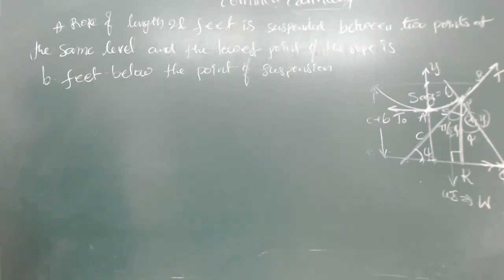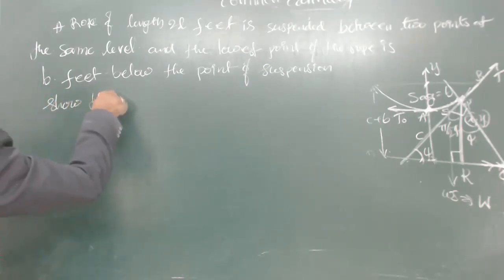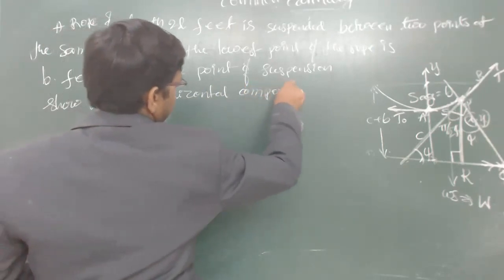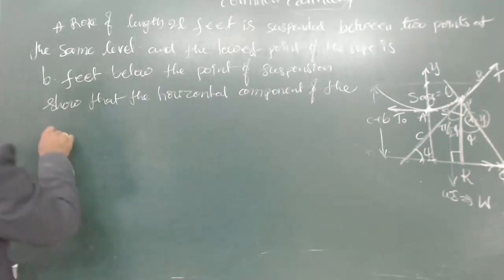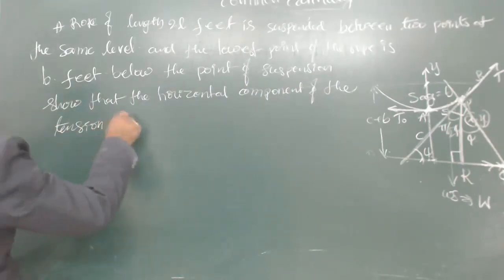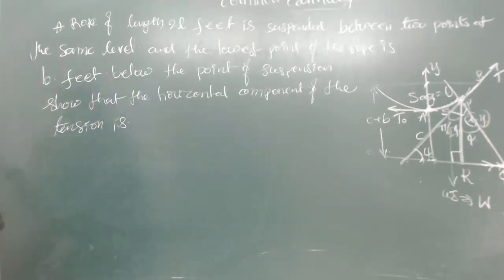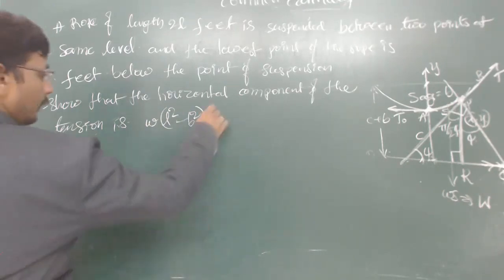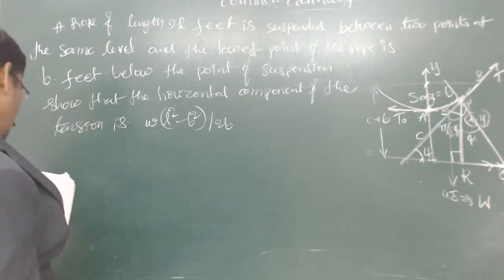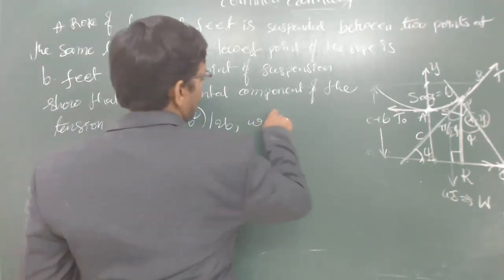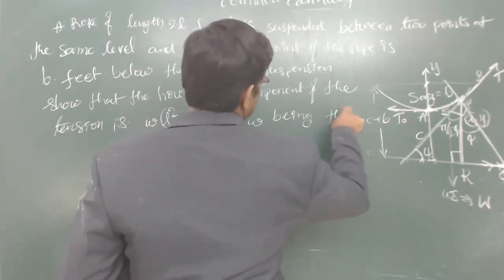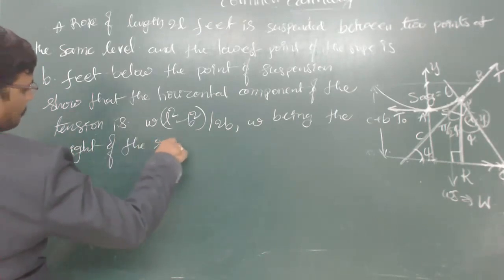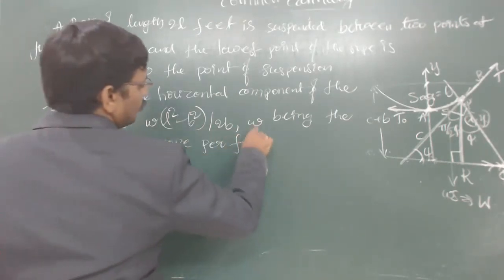Show that the horizontal component of the tension is W times (L square minus B square) divided by 2B, W being the weight of the rope per foot of the length.